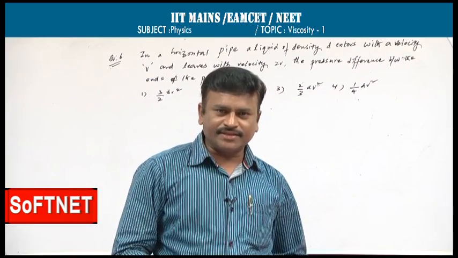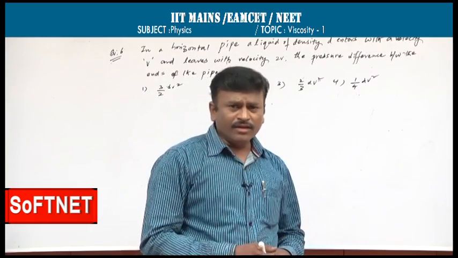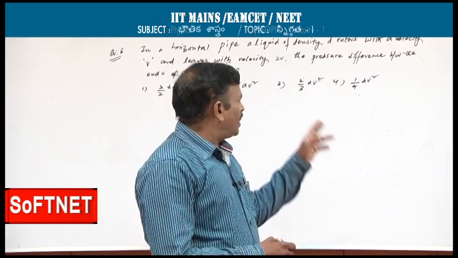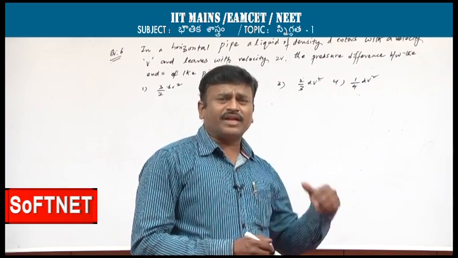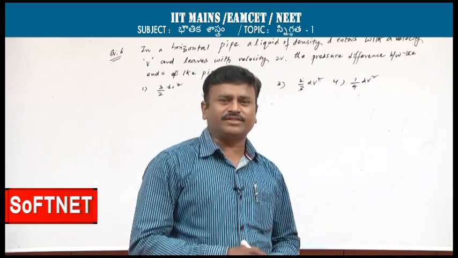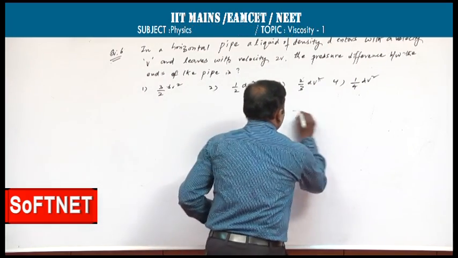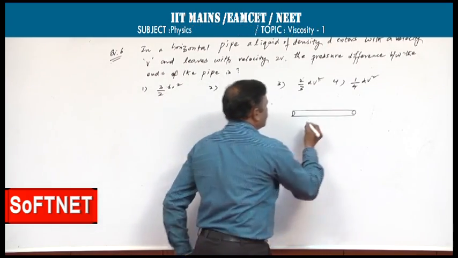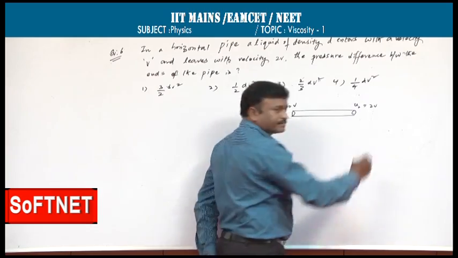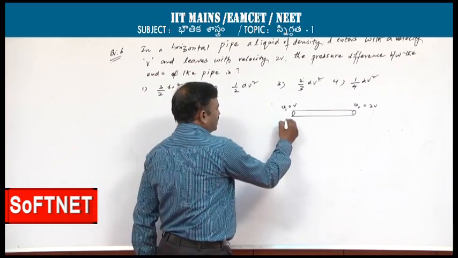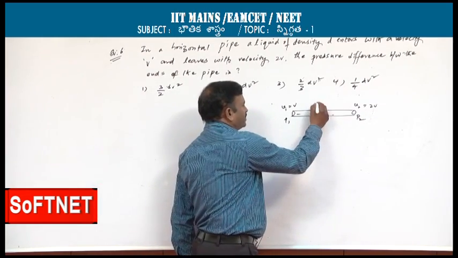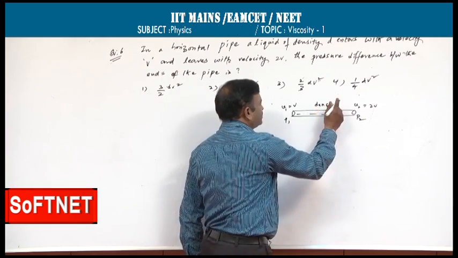Right, one more question, let us discuss based on Bernoulli's theorem. In the given question, there is a horizontal pipe in which the velocity at one end is V and the velocity leaving at the other end is 2V. Then what might be the pressure difference across the two ends of the horizontal pipe? Let us take a horizontal pipe. The velocity here, V1, is V, and V2 is 2V. Here pressure P1, and pressure P2. The same liquid is passing through it, with density D.